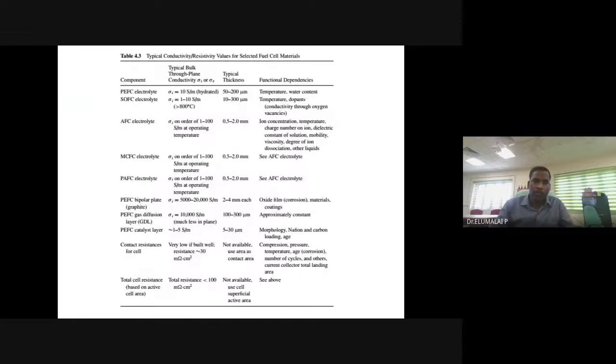Thickness: I think I have a table. Yes, see here, depending on the thickness you have a conductivity. For the same membrane, maybe the same PTFE membrane or Nafion membrane, depending on the thickness you have a conductivity. So use an optimized thickness, so you get an optimized conductivity and may get better performance.